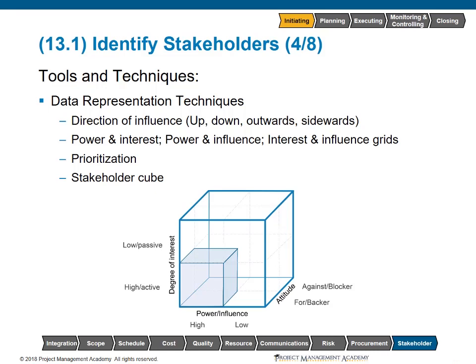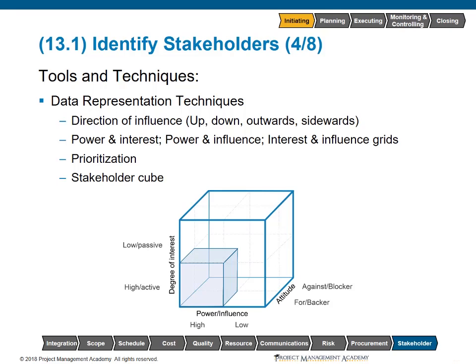On this slide, we see an example of data representation. This is a stakeholder cube. This model combines grid elements into a three-dimensional model and can be useful to project managers and teams in identifying and engaging their stakeholders. Direction of influence refers to the stakeholder's ability to influence the work of the project or the project team itself. When we describe upward influence, this is the senior management of the project or the sponsor and steering committee. With downward influence, this is a team or specialist contributing knowledge or skills in a temporary capacity.